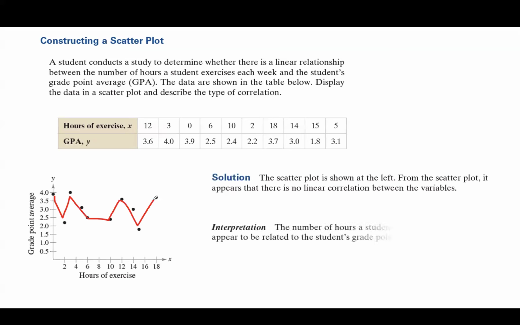For this data, for now, we can say that we can't find any linear correlation between the number of hours of exercise and GPA. You might need to collect more data and analyze this further.